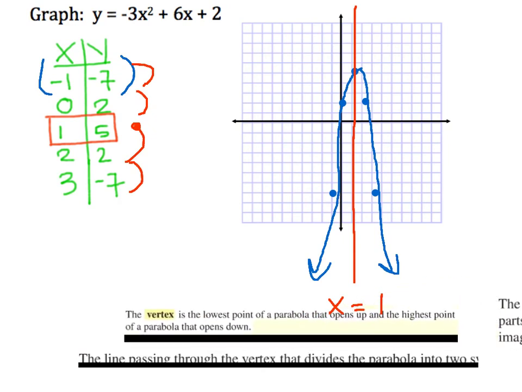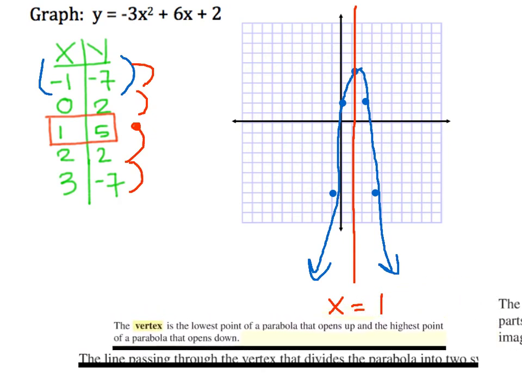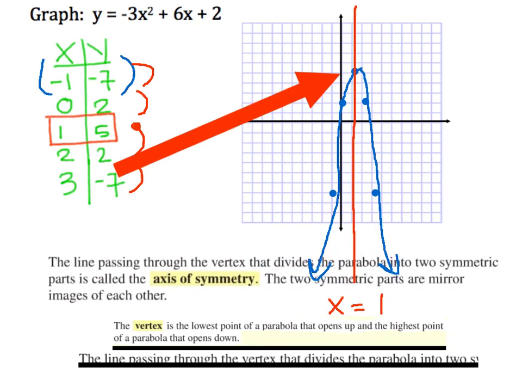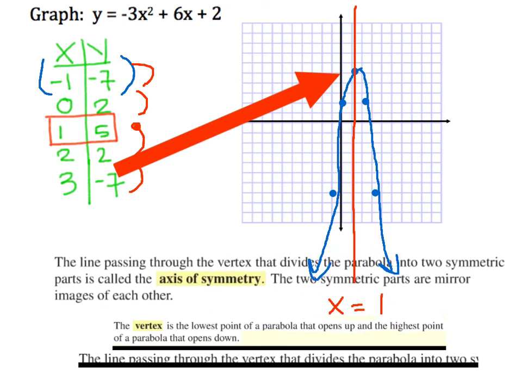All right, the vertex is either going to be the highest or the lowest point. So my vertex is right here. So that's my vertex. Okay, that's going to be the highest point if it opens down, and it's going to be your lowest point if the parabola opens up. And the last thing we need to talk about is the line of symmetry, which we already did. The line of symmetry is going to divide the parabola into two symmetric parts that are mirror images to each other. So this very long process is how you graph a quadratic equation.